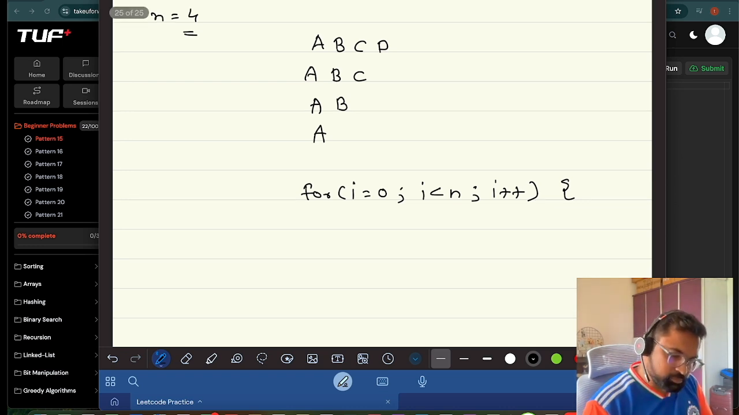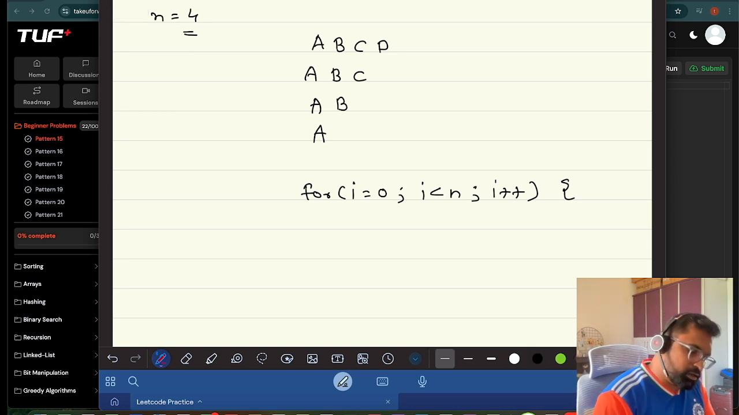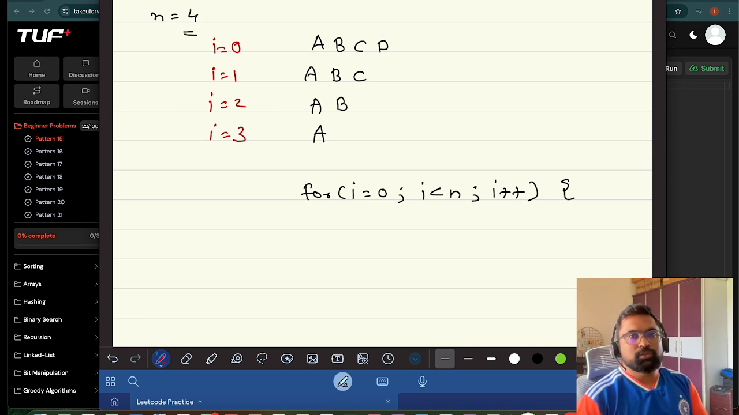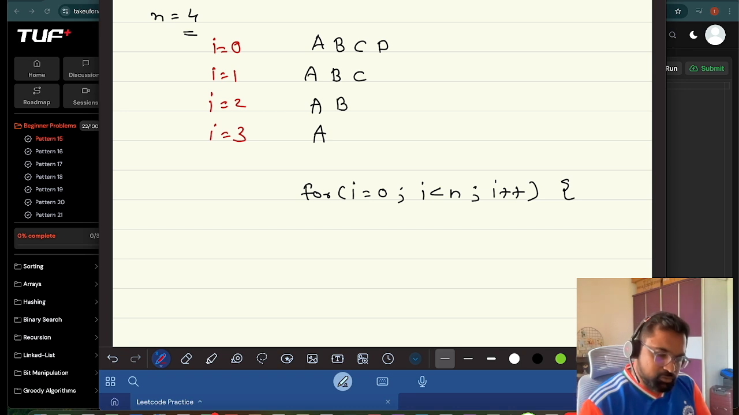Then we should mark our i's here. i equal to 1, i equal to 2, and i equal to 3. Correct. Now the main question comes: how would we like to print the characters? Here the pattern is directly characters we want to print. There are no spaces or anything like that. Okay, so it's pretty easy. So we have to identify some patterns around these rows basically.